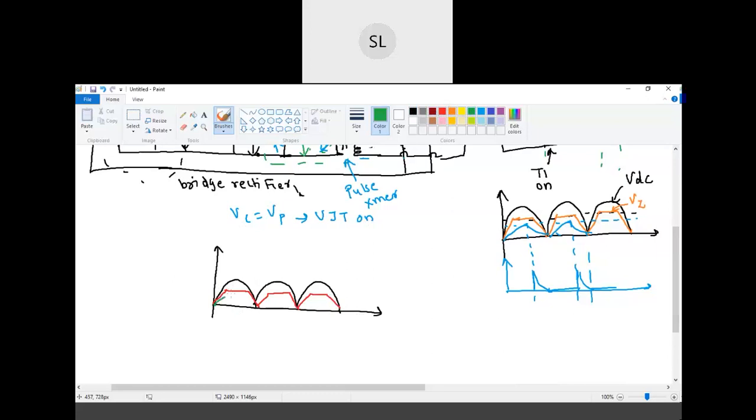Like this, depending upon the charging time period, the pulses will be generated. Sorry, this is not right. Wait. It should go to Vp, right? So this is Vp.